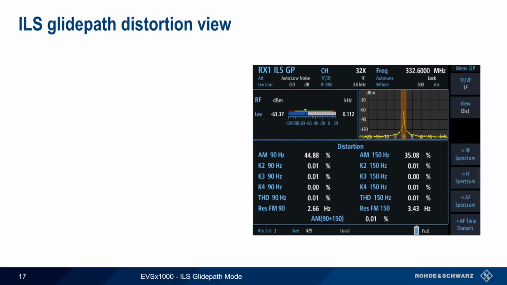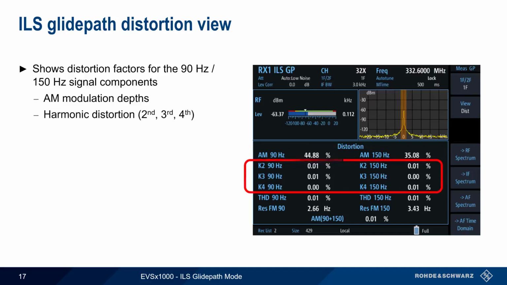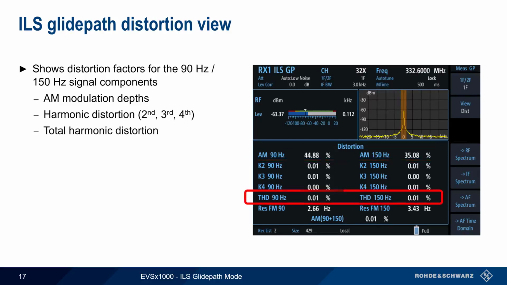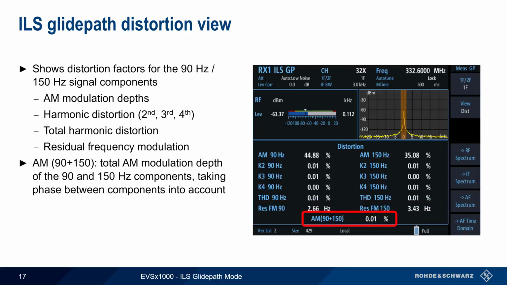The glide path distortion view shows the distortion factors for the 90 and 150 Hz signal components. These include the AM modulation depths for each lobe, the harmonic distortion for the second, third, and fourth harmonics, and the total harmonic distortion, as well as any residual frequency modulation. The parameter AM90 plus 150 refers to the combined AM modulation depth of both lobes, taking into account the phase difference between them.